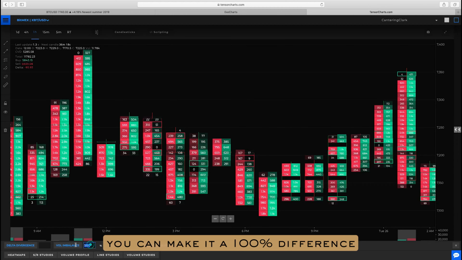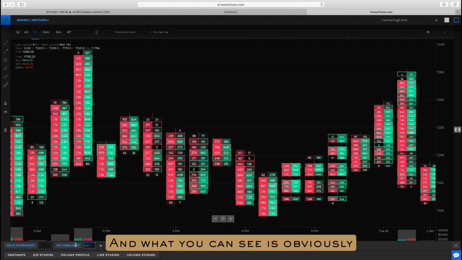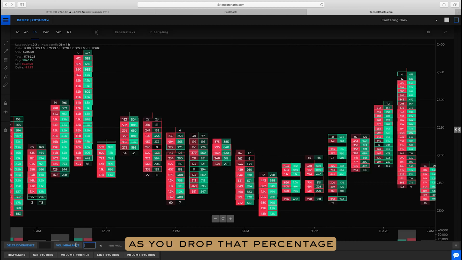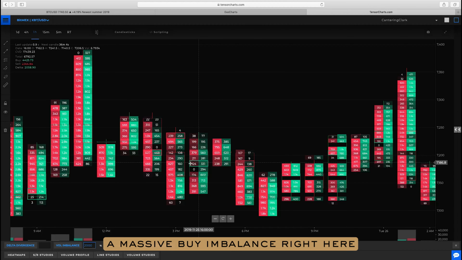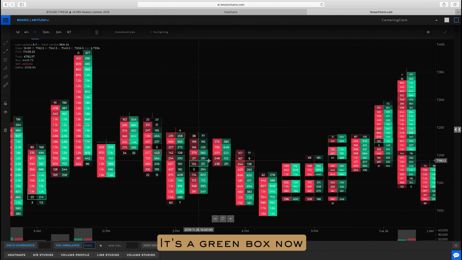You can make it a 100% difference. And what you can see is obviously as you drop that percentage, you pick up on more. So we could set this to 2,000 and only show the portions of the candle that had a massive imbalance. So you can see there's a massive buy imbalance right here. All right, it's a green box now.